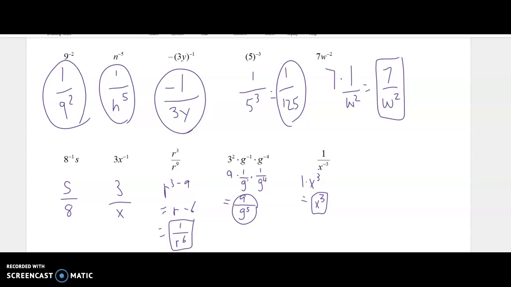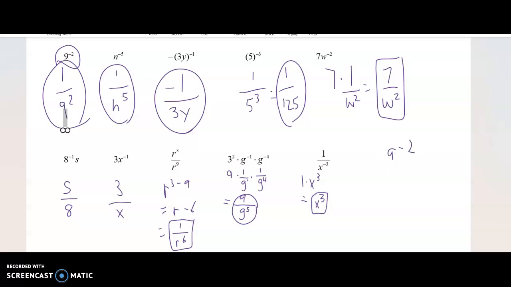What I want you to notice is that in each case, when you have a negative exponent, you can basically flip the spot that it's in. So if that negative exponent's in the numerator, flip that term to the denominator and then make the exponent positive. So for example, here I have 9 to the negative 2.